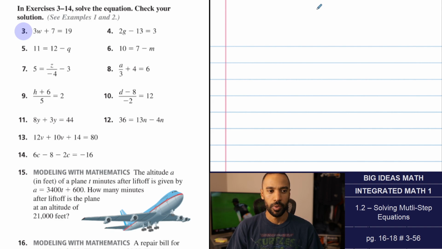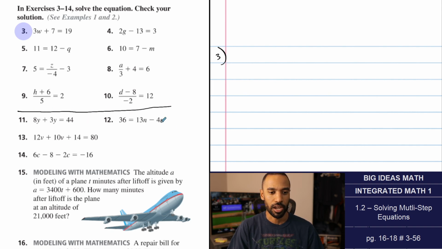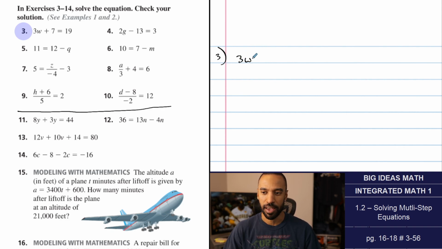Okay, so question numbers 3 through 14, they say solve the equation, check your solution. Now, as I'm looking at this, it appears that there's probably nothing I can simplify on either side of the equation. That's just the heads up. That's probably saved for the next set. Well, actually, it's probably saved for numbers 11 onward, that we'll simplify first. So numbers 3 through 10, I don't think I can simplify anything before I attempt to solve for my variable.